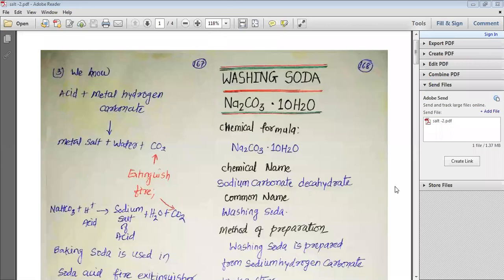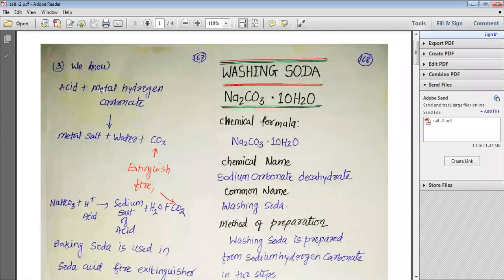Now we are going to study the third use of baking soda. We know that when an acid reacts with a metal hydrogen carbonate, it produces the metal salt plus water plus carbon dioxide. This carbon dioxide extinguishes fire. That means if there is fire and you pass carbon dioxide gas over it, this carbon dioxide gas extinguishes that fire and removes it.